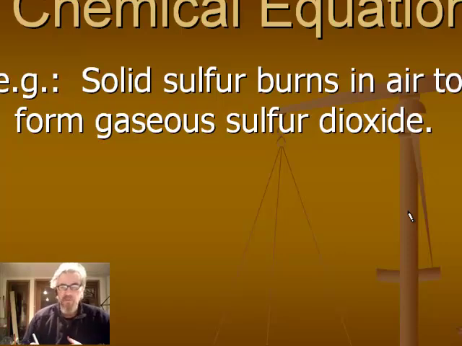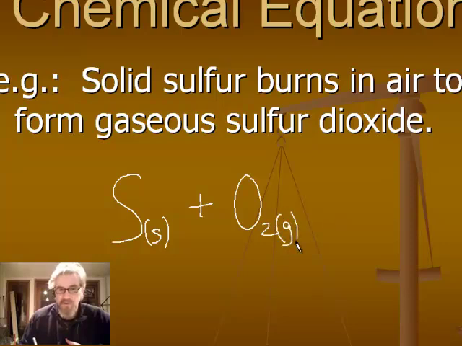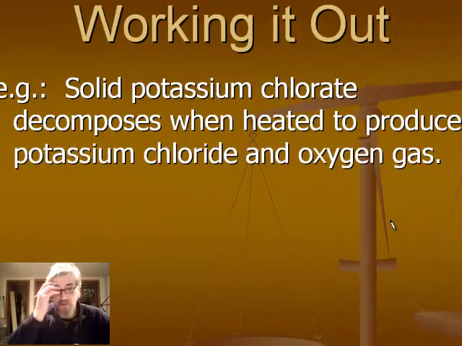Here's another one. Solid sulfur burns in air to form gaseous sulfur dioxide. Sulfur is not diatomic, so it's just S. Solid sulfur, looks like that. Burns in air, well, in air there's oxygen. Whenever something's burning, we're always going to think about O2, and it's a gas, of course. And it forms, so there's our action word, to form, gaseous sulfur dioxide. Well, sulfur dioxide is SO2, because the subscript 2 corresponds to the di, and then it's gaseous. It's a gas, so we put a G there. You guys try this one.